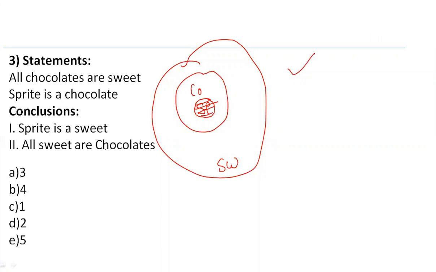Okay. All the sweet are chocolates. All the sweet are chocolates means what is the diagram, guys? Sweets should lie completely inside the chocolates. But that information you can't see in the diagram. Actually, chocolates are inside sweets. So all the sweets are chocolates means second conclusion is completely false. So only first conclusion follows.